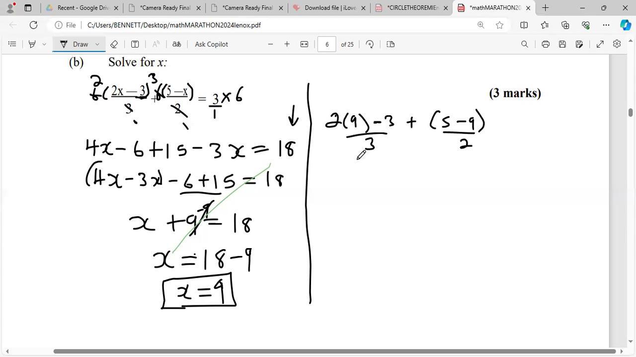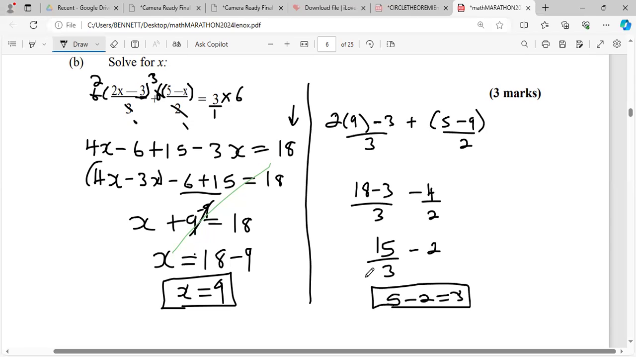Alright, so let's work it out. 2 nines are 18. So that'll be 18 minus 3 over 3. And then 5 minus 9, that's minus 4 over the 2. And of course, 18 minus 3, that's 15, divided by 3. And then negative 4 over 2 works out to minus 2. So 3 into 15, 5 times, and subtract 2, which would give us the 3. And that's why when I got the 9, I just plugged it in the equation to see if I get the 3. And once I got the 3, I know that you guys would be correct.